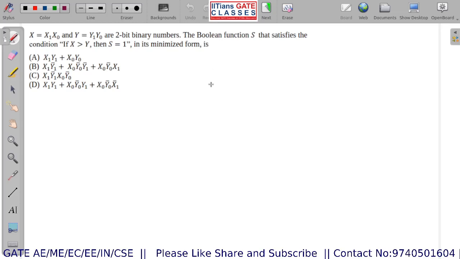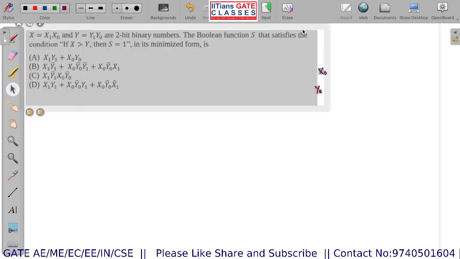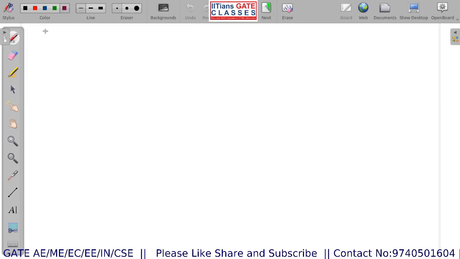See, one of the approaches will be, you need to find the condition where X is equal to x1 x0 and Y is equal to y1 y0. First I will explain the longer method, for understanding. Then I will tell you the shortcut also. So let me take this to the next page. Whenever X is greater than Y, your output will be 1.